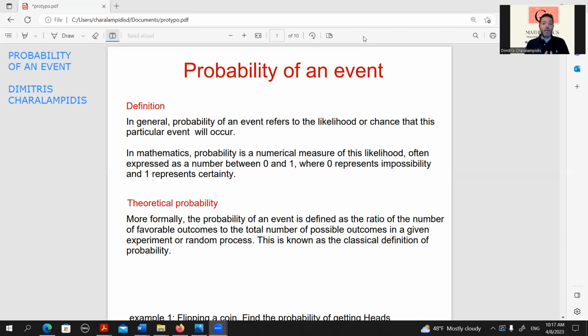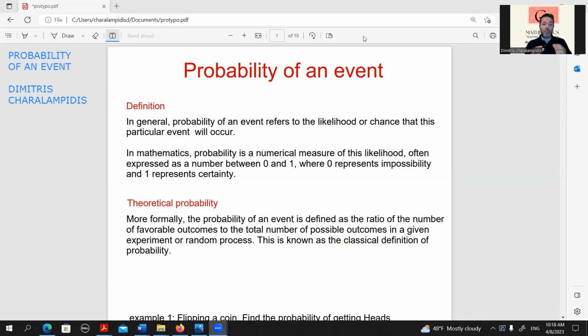In mathematics, probability is a numerical measure of this likelihood, of this chance, often expressed as a number between 0 and 1, where 0 represents impossibility, no chance of that event happening, and 1 represents certainty. In theory now, and more formally, the probability of an event is defined as the ratio of the number of favorable outcomes to the total number of possible outcomes in a given experiment or random process.